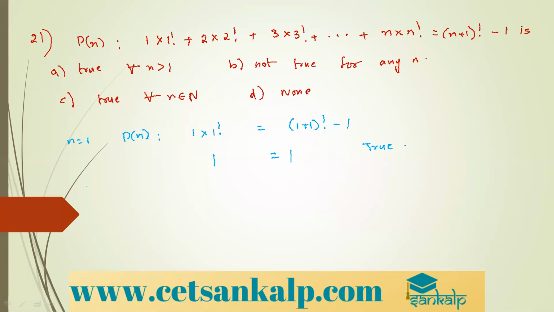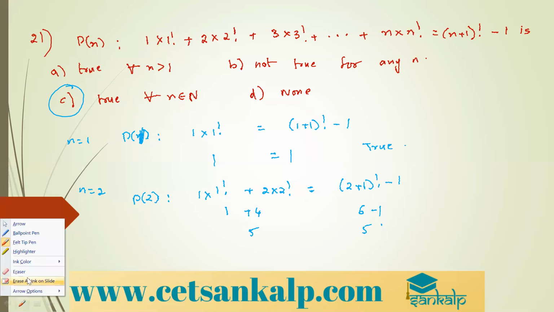Similarly, we can take n equal to 2. This is P of 1. Now I have P of 2. Start with 1 into 1 factorial, then end with 2 into 2 factorial. But then the answer should be, when you put n as 2, 2 plus 1 factorial minus 1. So this is 1, this is 4. That is, we have 5. Here 3 factorial is 6 minus 1, which is also giving us 5. That means I can say it is true for all values of n, picking up in that way.